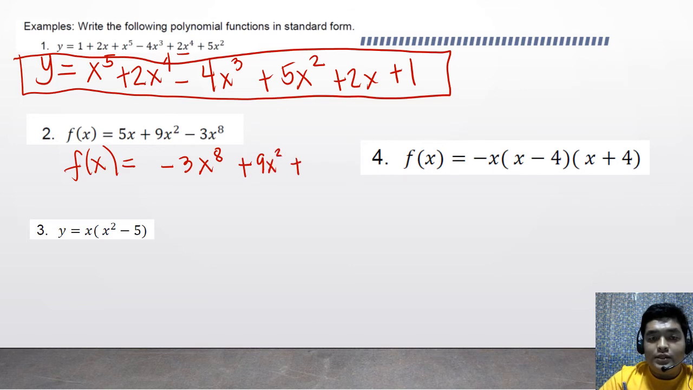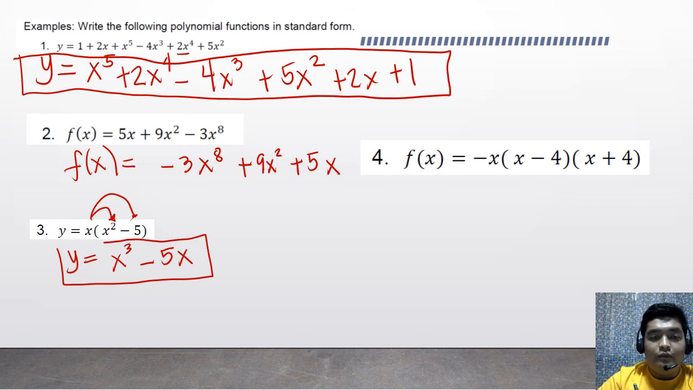Then plus 5x. Okay, how about number 3? You have to simplify this. You have to distribute. So y equals x times x squared, that is x to the power of 3, or x cubed, minus 5x. X times negative 5 is negative 5x. This is already in standard form.